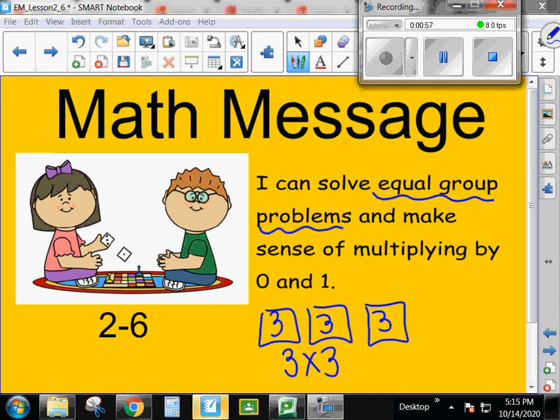So those are the kind of problems that we're going to work with today. We've been doing a lot of addition and subtraction word problems, and today we're specifically going to work with some equal group problems. We're also going to be working on making sense of multiplying by 0 and by 1.